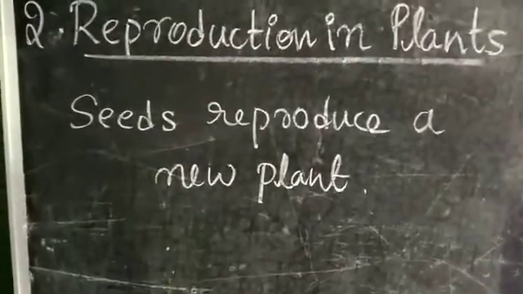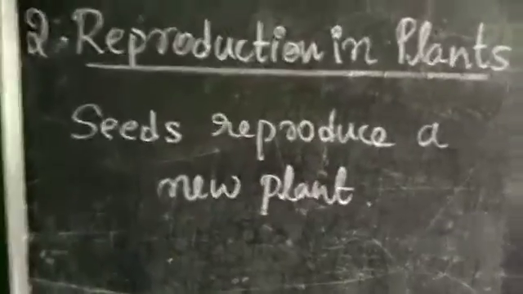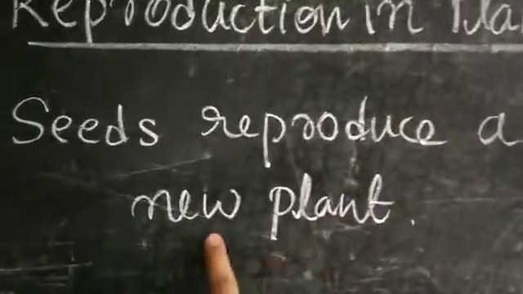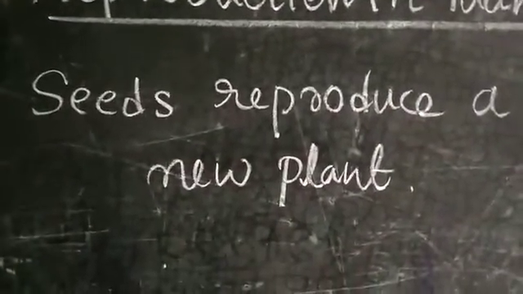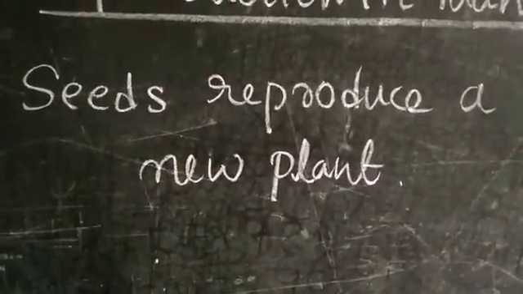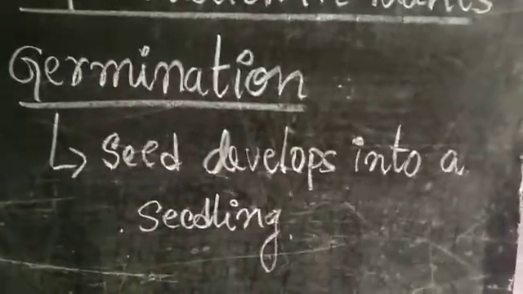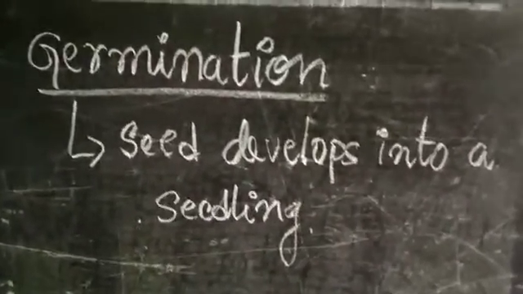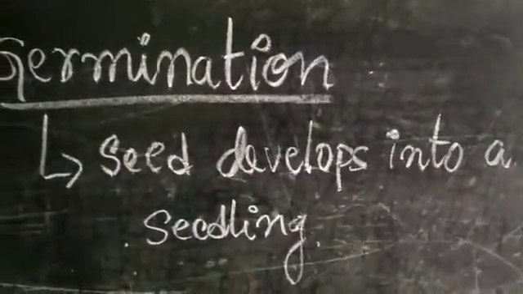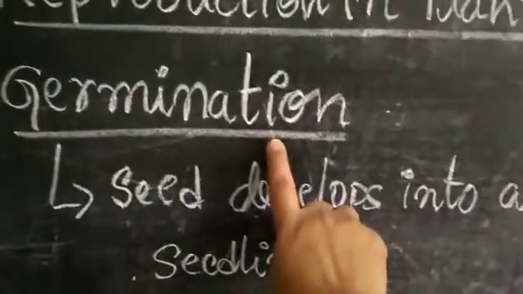So, how does a new plant come? From what will the new plant reproduce? Can you see here? Seeds are going to reproduce a new plant. How are seeds going to reproduce a new plant? Let us see through the germination process. What is germination? Germination is a process of a seed developing into a seedling. The seed is going to develop into a seedling. That process is called germination.